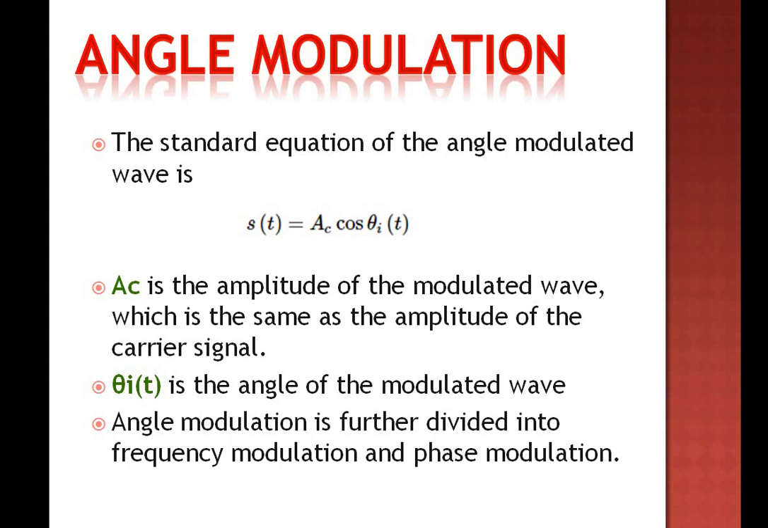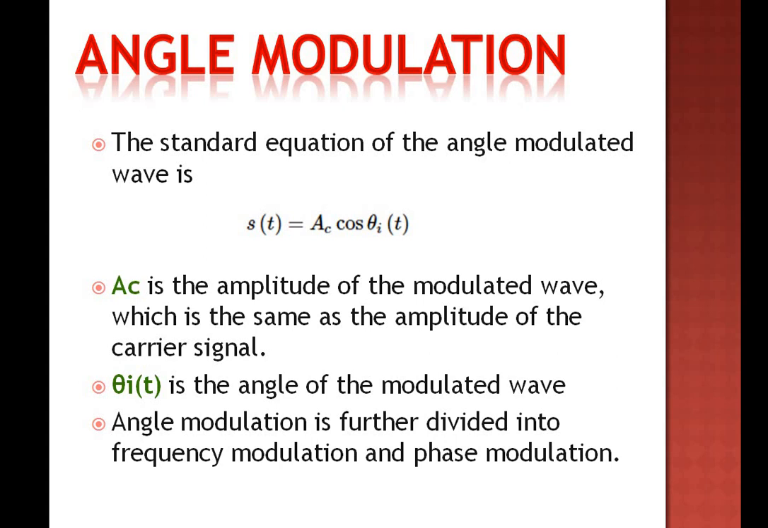So the standard equation for your angle modulated wave is given as S(t) = Ac cos θi(t). Do you remember the amplitude modulated wave equation? AM(t) = Ac [1 + Ka m(t)] cos 2πfct. There you had your carrier and message. That was another standard equation.